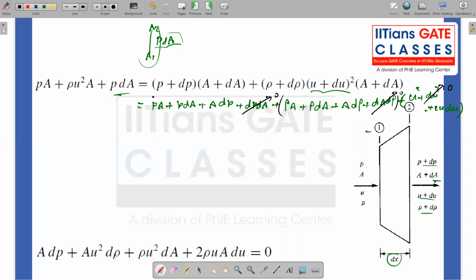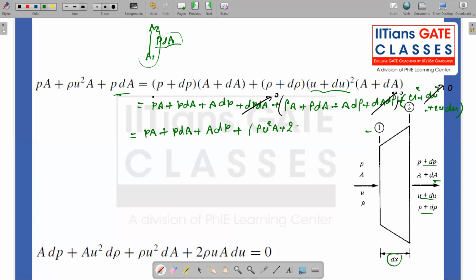So now what I am left with, on the right hand side, is PA plus P dA plus A dP, plus, multiplying rho A times u square, that becomes rho u square A, plus rho A times 2u du.